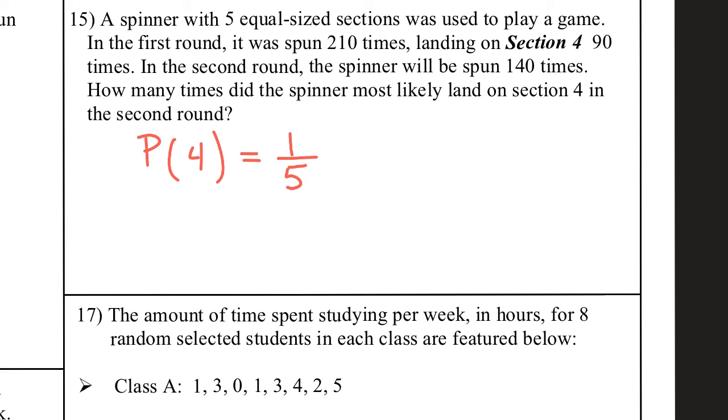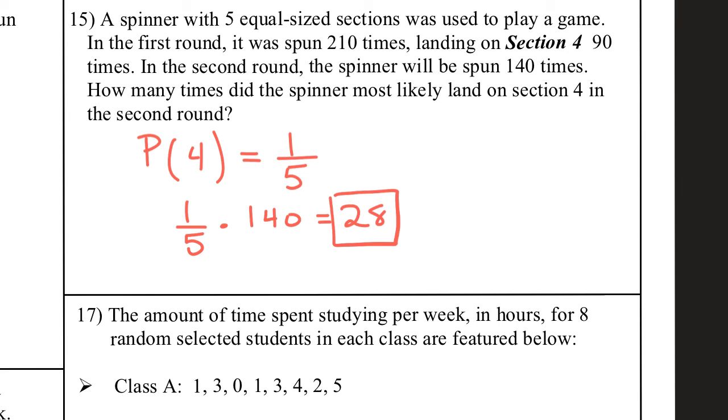Now, why is this a trick question? Because the 210 and 90 actually don't come into play here at all. We're not going to be utilizing that experimental probability. If there are 5 equally sized sections, the probability of getting something is 1/5. Now, just like other prediction or estimation questions, I'm going to multiply that by the number of trials I'm going to conduct, and that should tell me the expectation. So 1/5 times 140 is very simply going to be 28.